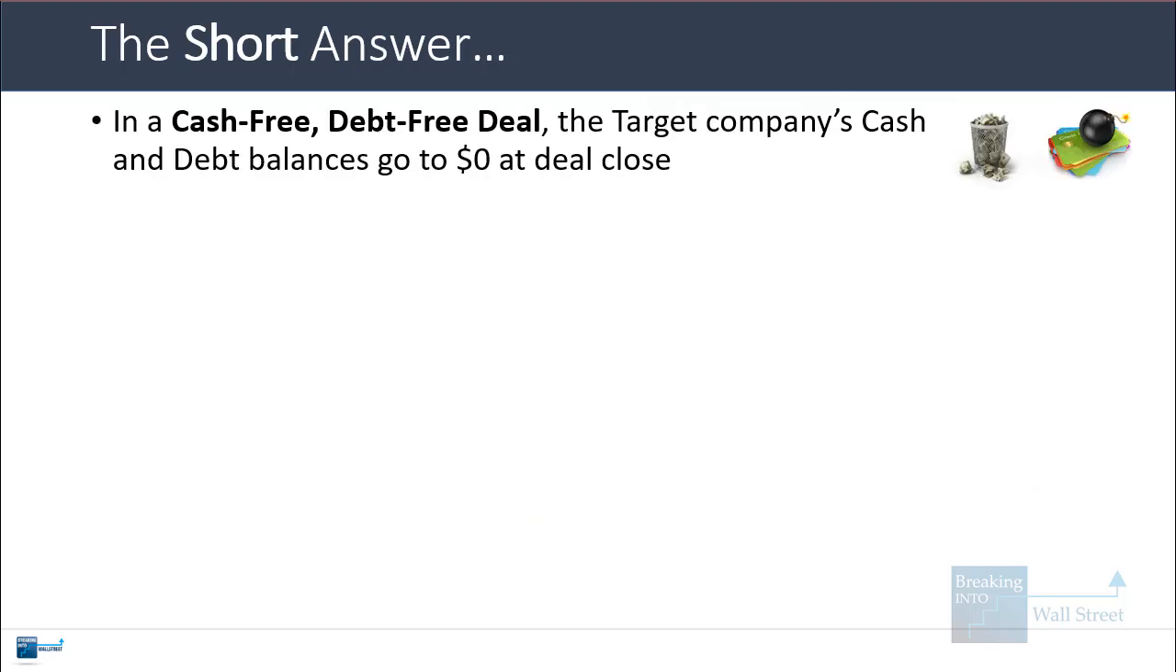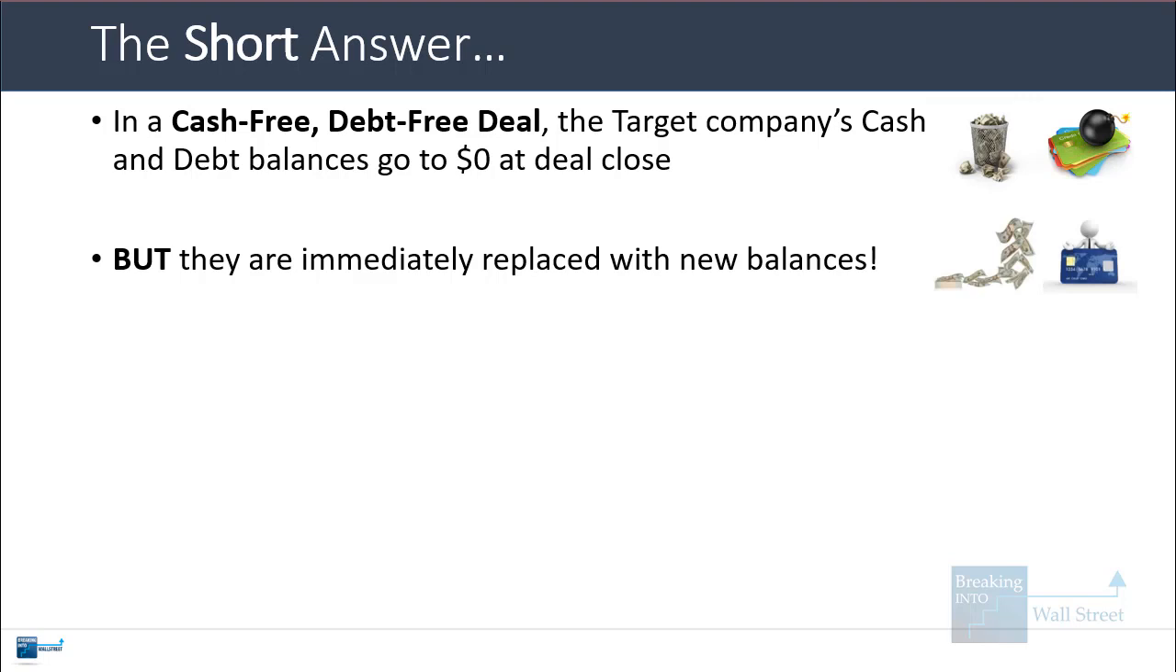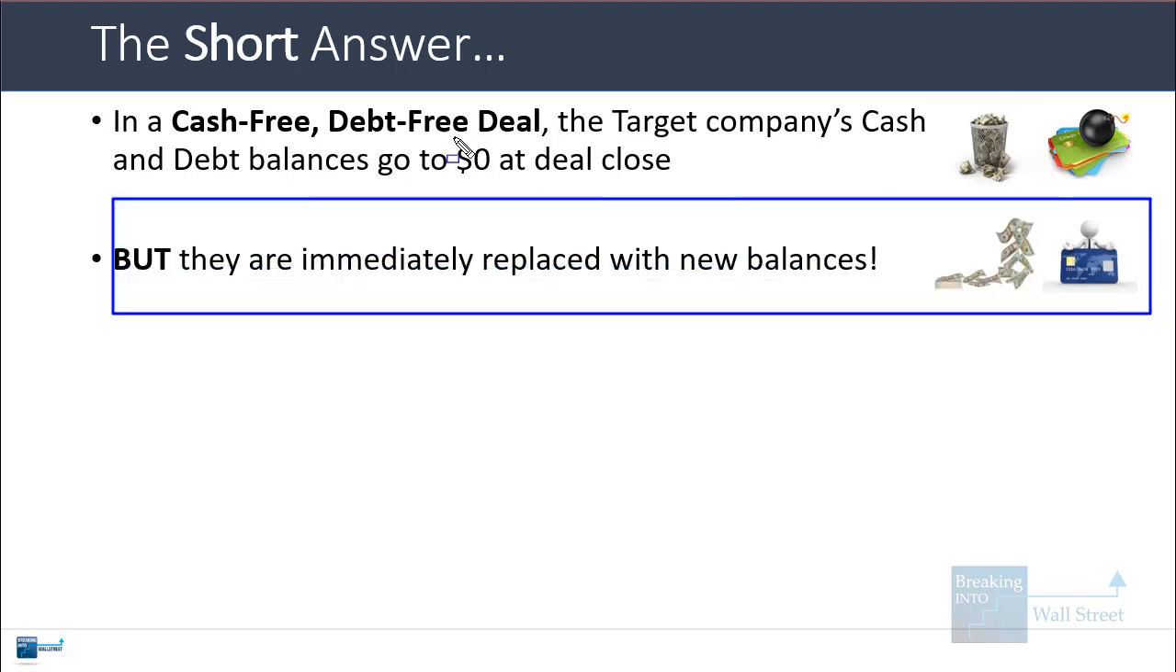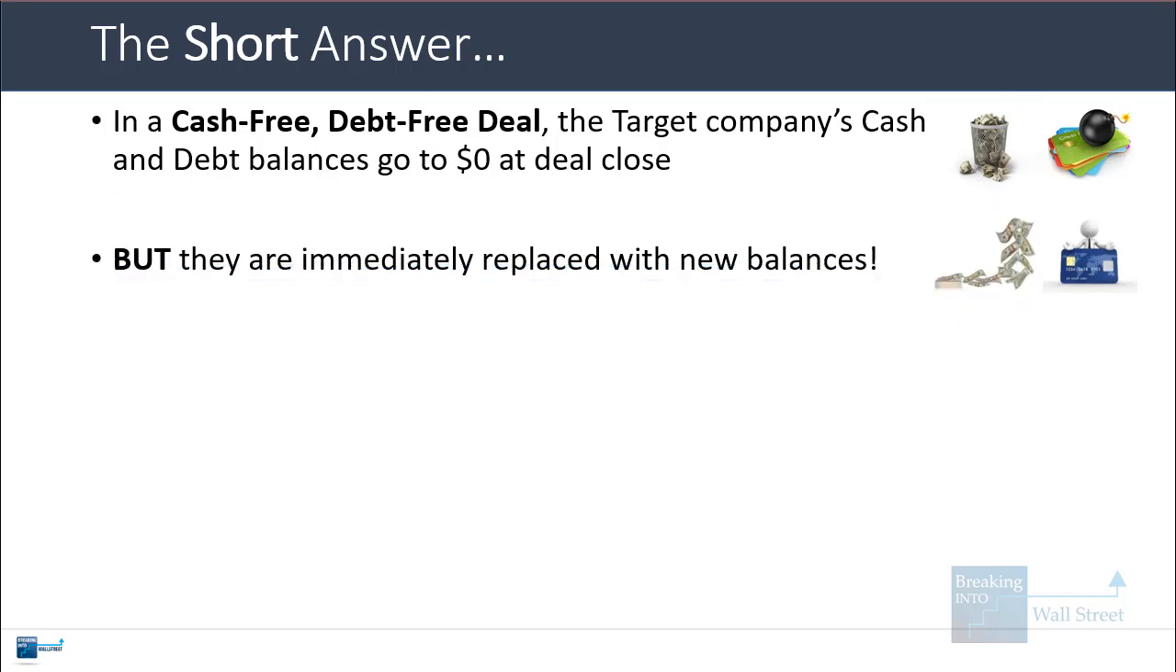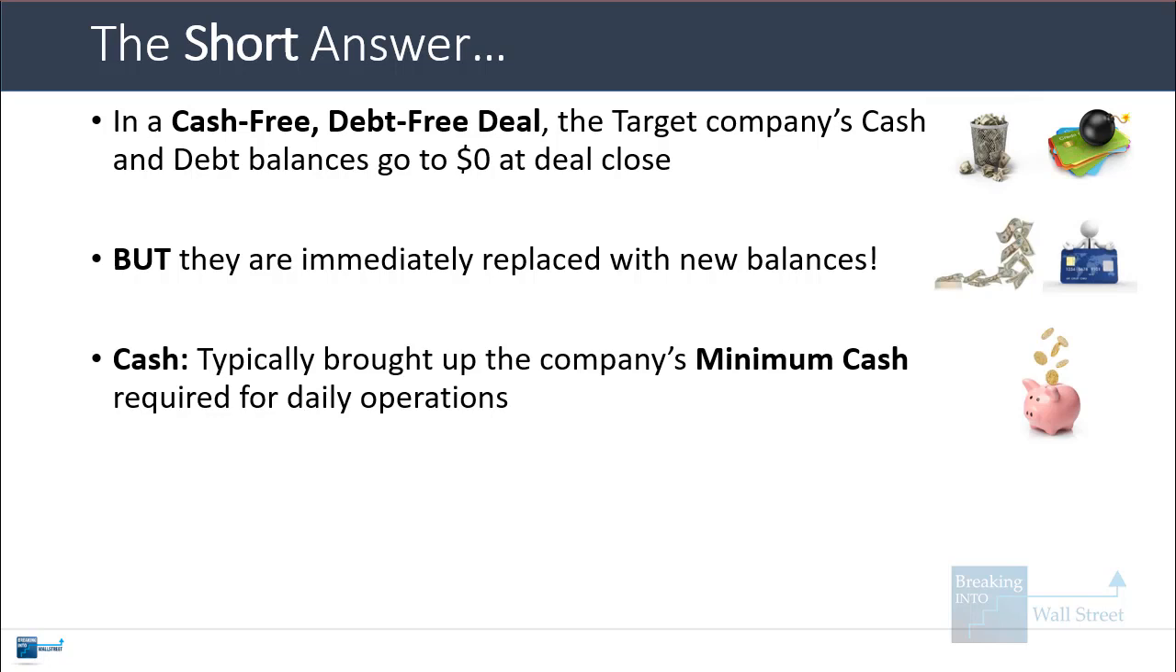So the short answer to this question is that in a cash-free, debt-free deal, yes, the target company's cash and debt balances both go to zero at the time of deal close or just after, but they are immediately replaced with new balances right after this happens. And people often leave out this part, and so they get a very misleading impression of what these deals actually mean. Cash is typically brought up to the company's minimum cash balance that is required for daily operations, because yes, a company might be able to go for a day or something like that with technically a $0 cash balance. But in reality, even for a short period, like a few days or a week, all companies need some amount of cash to keep paying the bills.